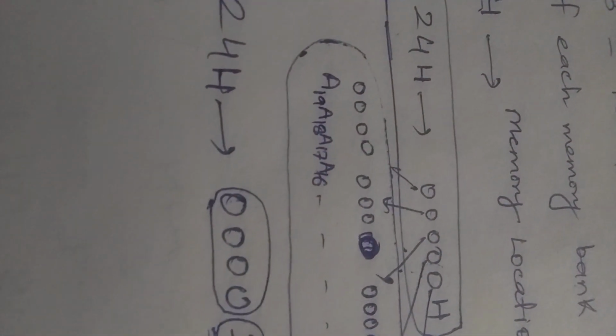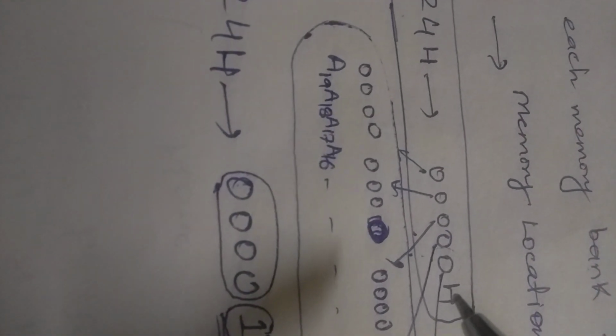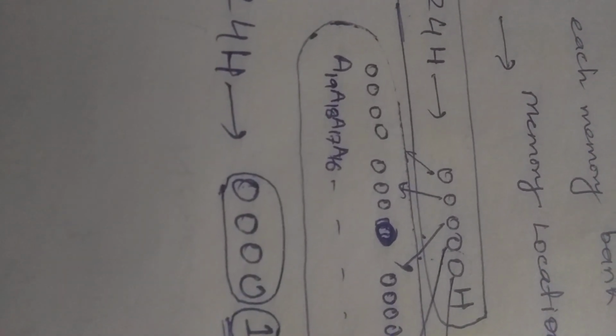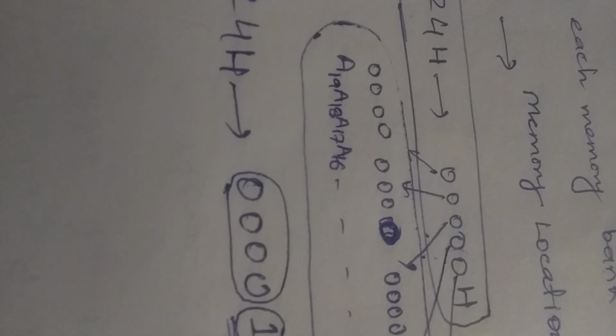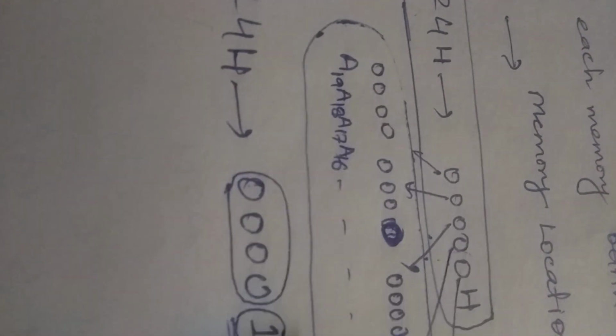Suppose that I am taking a number. The number is 24H. This 8-bit number 24H is stored at 00000. This is an even address. So when this address is given, how can the read operation from this location be performed? This is a hexadecimal number, so we can write it in binary as shown here.